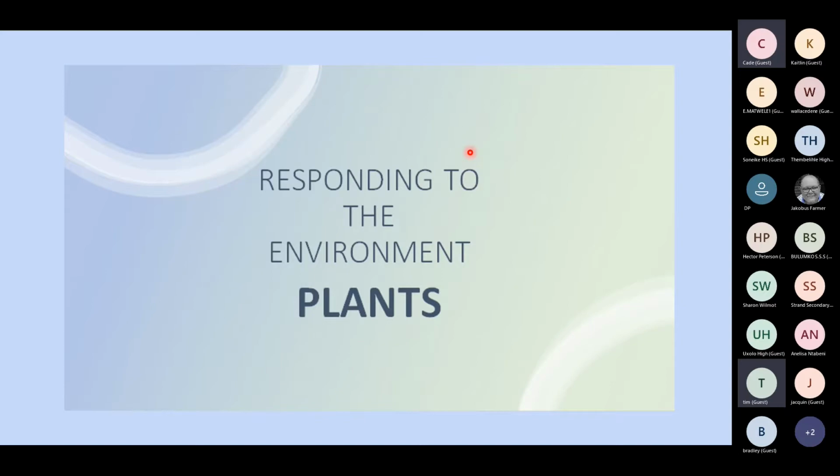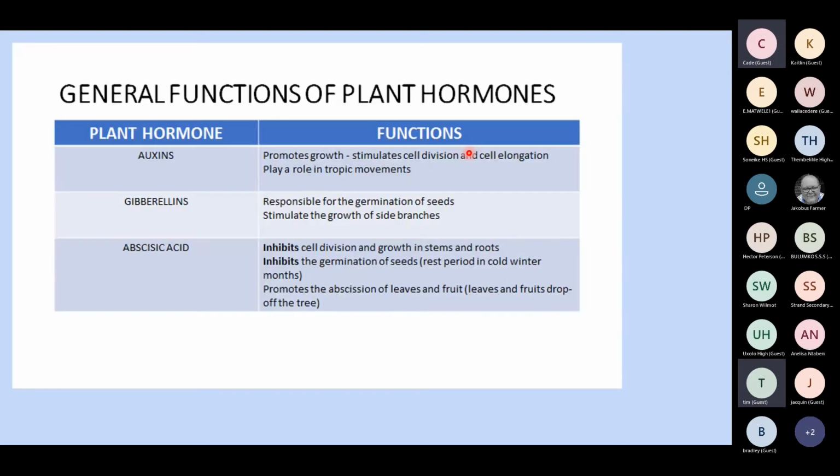Responding to the environment: plants, grade 12. So we're just going to go through the plants. And please focus on what's in your revision booklet. Grade 12, you need to know which plant hormones and the general function of the plant hormones. I don't have all the functions on my slide, but in your booklet you see that there are quite a few, at least 3.